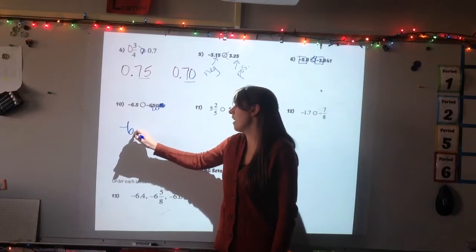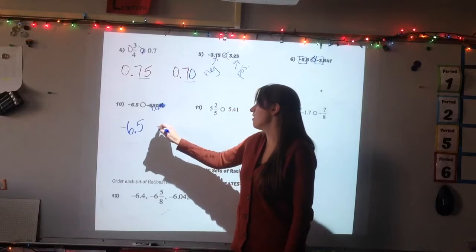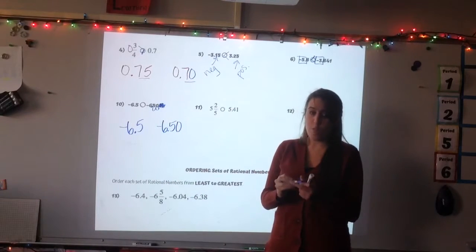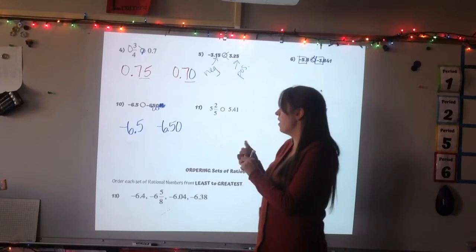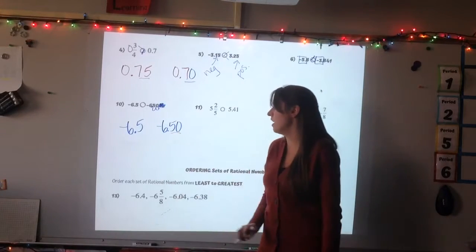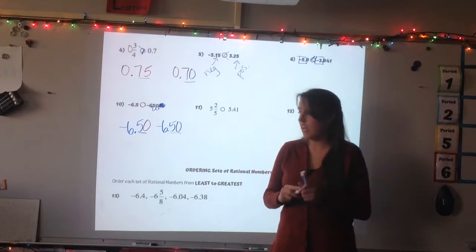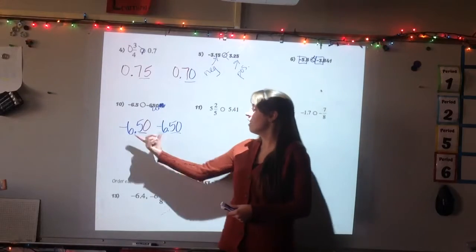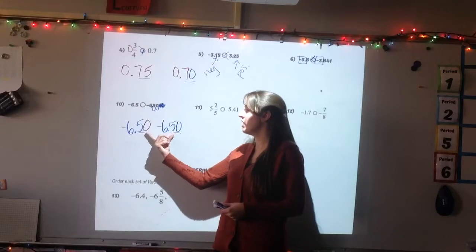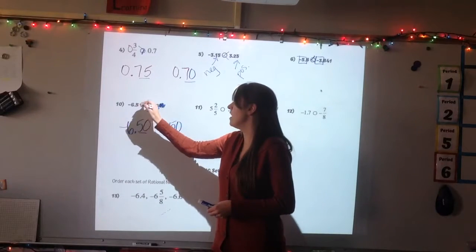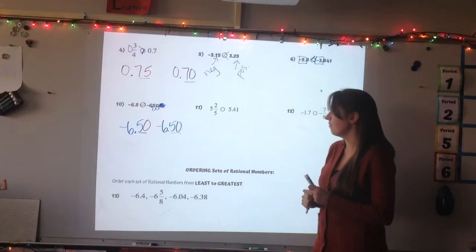So over here I have -6 and 5/10. Over here I have -6 and 50/100. So they're both decimals. This one on the right has 2 numbers after the decimal, so I need to add a 0 here, so that one has 2 numbers after the decimal. Now I'm comparing. They've got the same whole number. If I look at the decimals, 50 and 50, they are the same, so they are equal to each other.